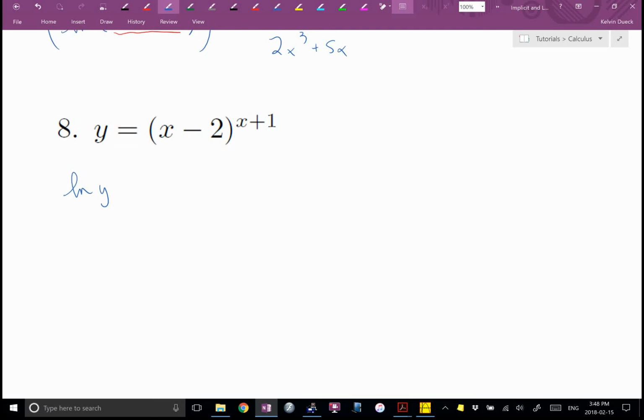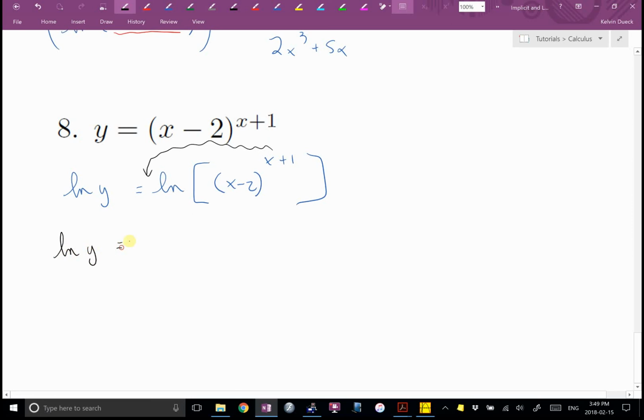Ready? So the ln of y equals the ln, and I'll go with a square bracket and now a curly bracket, x minus 2 to the x plus 1, close off. No shortcuts. What can I do with that x plus 1 now that it's inside a logarithm? It's going to end up in brackets because it's that whole thing coming down. So on my next line, I'll drop the ln of y like a domino. There's going to be a bracket, x plus 1, and then an ln of x minus 2. Do I have x's as exponents anymore? Woohoo! I can take the derivative.